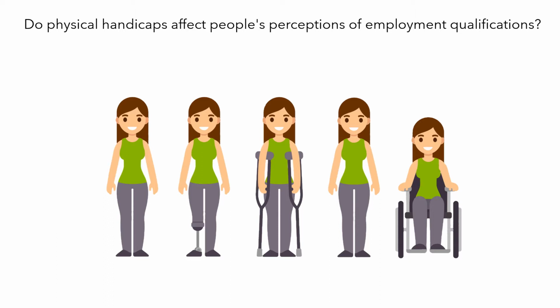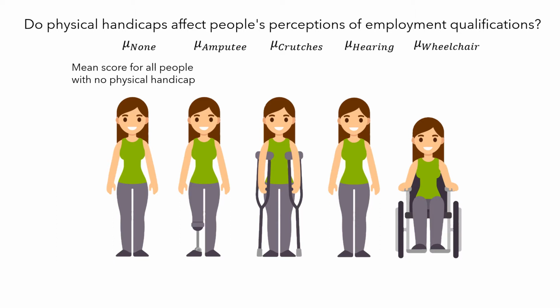So the parameters we're interested in are the mean score for all people with no physical handicap, which we can write as mu sub none, and then the mean scores for each of the other groups. And to investigate these parameters, we can look at the corresponding statistics. Our null hypothesis is that the physical handicaps don't affect perceptions, so all of these mean scores should be the same. So here are the actual mean scores for each group in the sample. It looks like having crutches led to higher ratings, and being hard of hearing led to lower ratings. But is this difference significant?